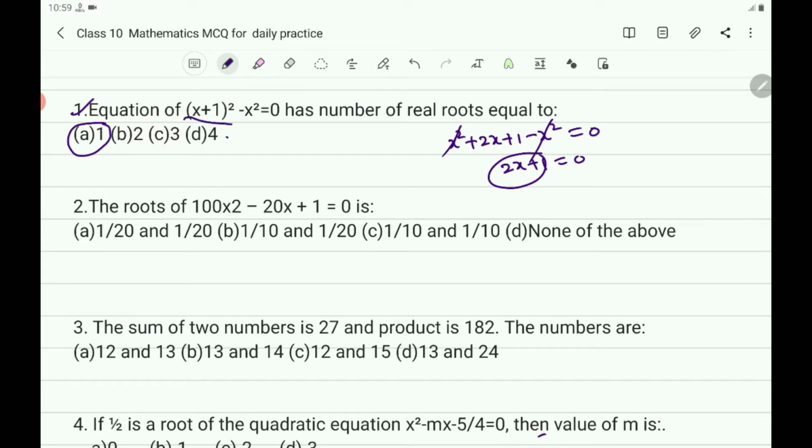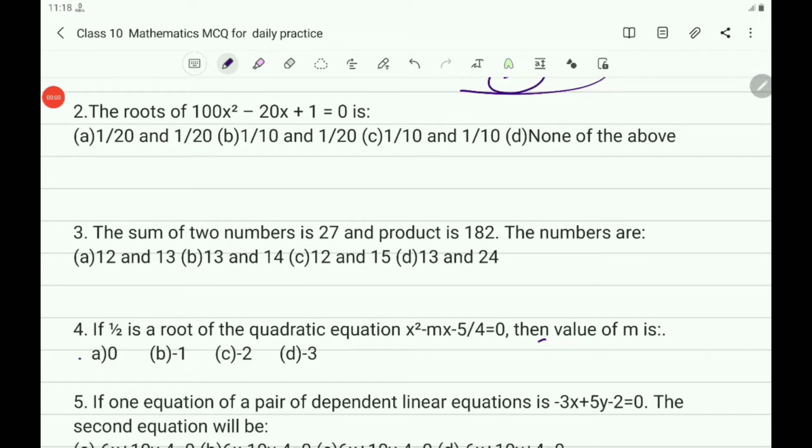Here you might imagine that it is a quadratic equation, which may have two roots. But by expanding, x square and minus x square cancel and you get a linear equation. A linear equation always has only one root. Therefore the answer is A, that is one real root.